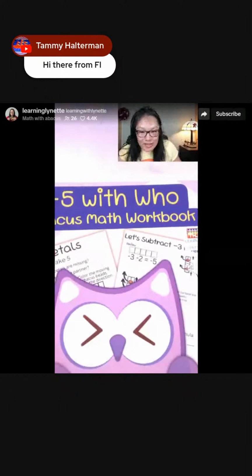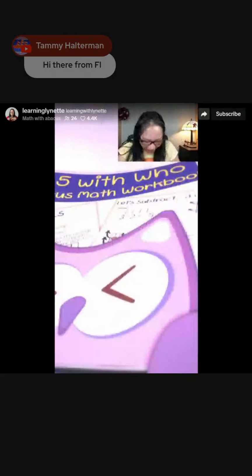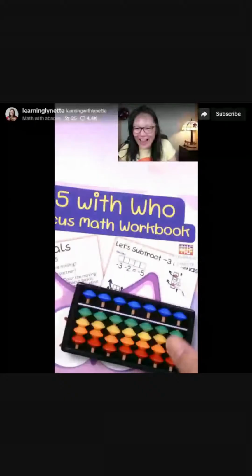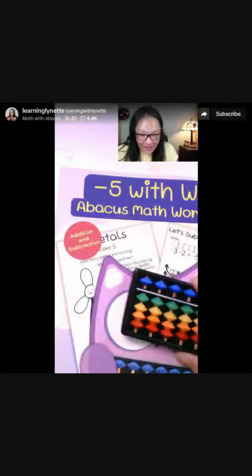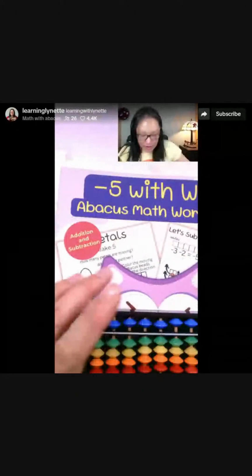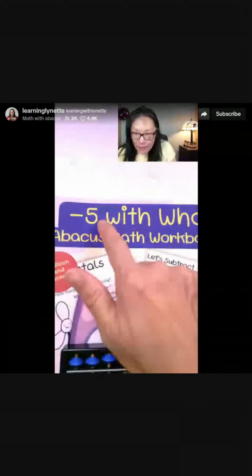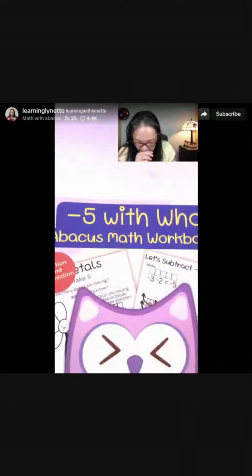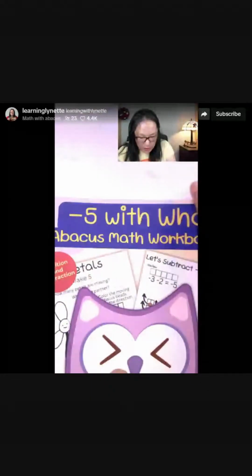Yes, I've got them. Okay, so what we're going to do now is the -5. The reason why I did it this way is because I wanted the kids to practice. So the first part of the book is that you understand how to read it, right? You understand how to move the abacus. You understand how to use the -4 and the +4, and then later on you do practice.